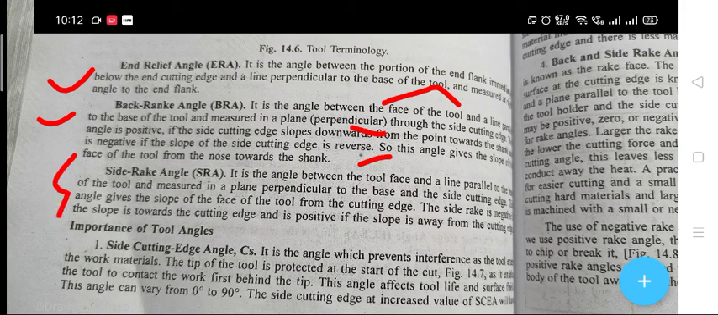That is BRA. Next is SRA, that is side rake angle. It is the angle between the tool face and the line parallel to the base of the tool, measured in a plane perpendicular to the base and the side cutting edge. This angle gives the slope of the face of the tool from the cutting edge. The side rake is negative if the slope is towards the cutting edge, and positive if the slope is away from the cutting edge.